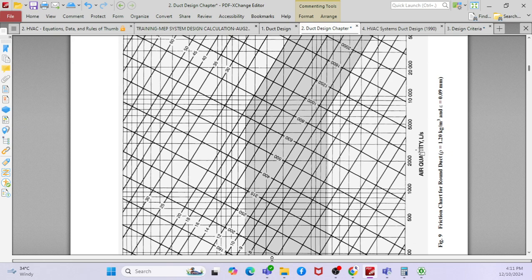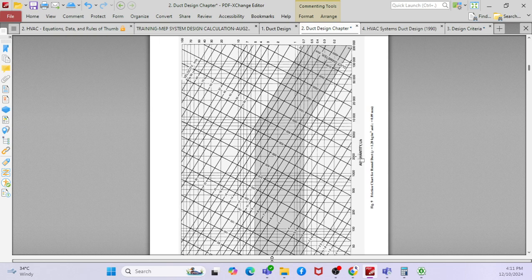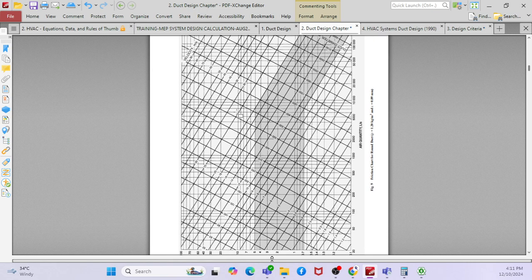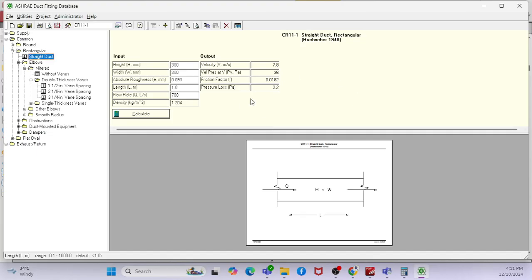So you can simply go to this particular chart, go to the flow rate, and what is the diameter of the duct. You can get the friction, or you can get the velocity. So everything is available here. We need not calculate. The graph is available, and you even have a calculator. ASHRAE software is available. You can calculate your duct velocity and what is the size. Everything we can get, right?